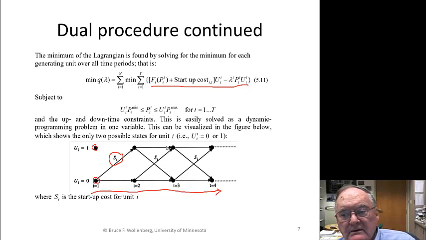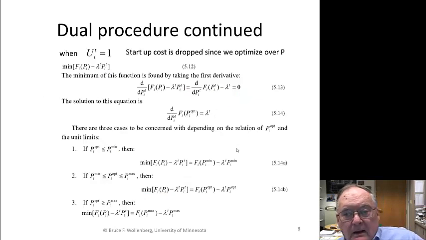And I want to just come back to it here. What changes from one iteration to the next is the fact that these lambdas are going to change, and that will determine whether a unit goes on or off at any particular hour. So when ui equals 1, we have a startup cost. Since we're optimizing over p, if ui is already equal to 1, then we're just minimizing this function here, f of p minus lambda p i.